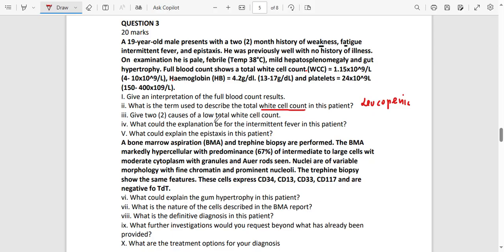Give two causes of low total white cell count. What can cause reduction in the white blood cell count? Bone marrow failure. Any cause that can cause bone marrow failure? Aplastic anemia. Right. Thank you so much. Leukopenia.